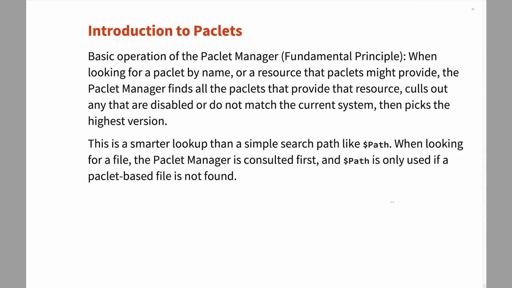So that's a much smarter lookup than your standard kind of $Path-based lookup, which is just a linear order of lookup. And you should know that when the kernel looks up a file or almost any other kind of resource, the package manager gets the first crack at finding this. So something like $Path is only consulted if the package manager cannot find a file.